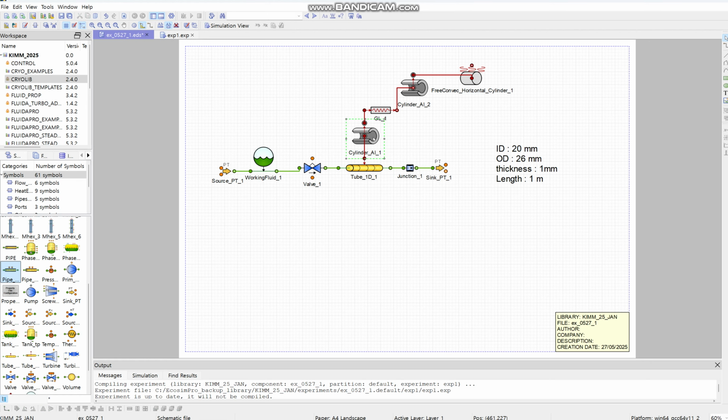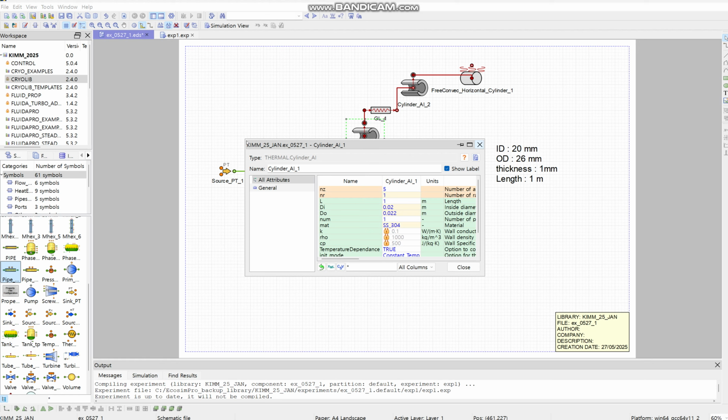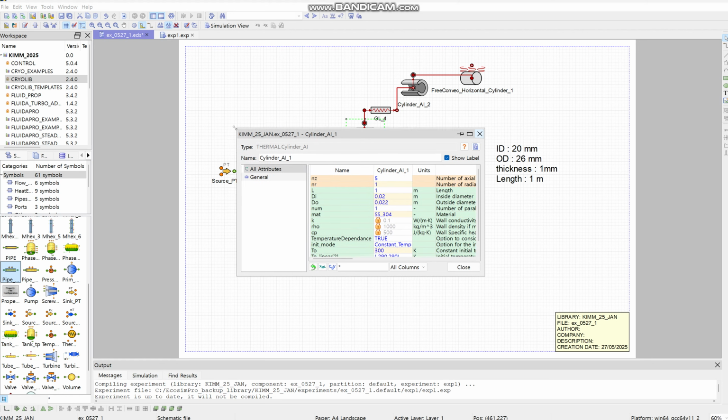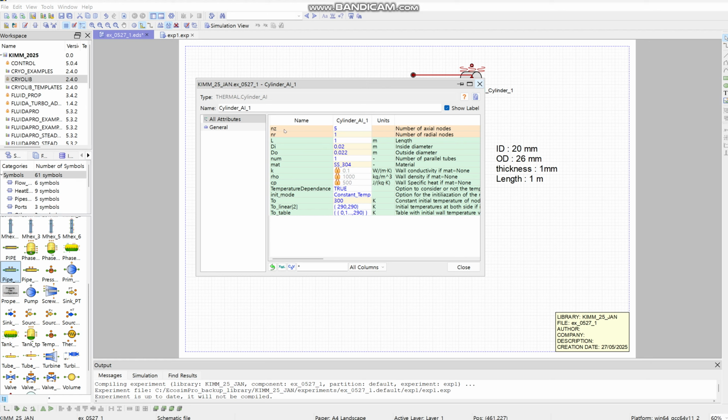The wall is represented by a cylinder. I put 5 nodes in the axial direction, and 1 node in the radial direction as well. And I put the inside and outside diameter as follows.